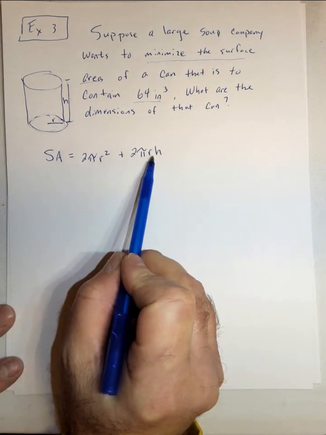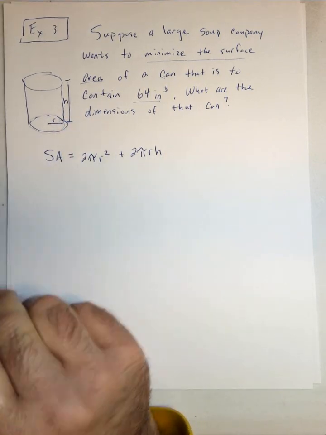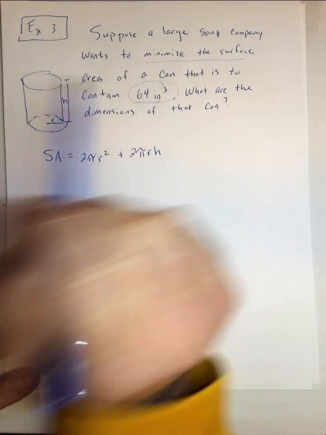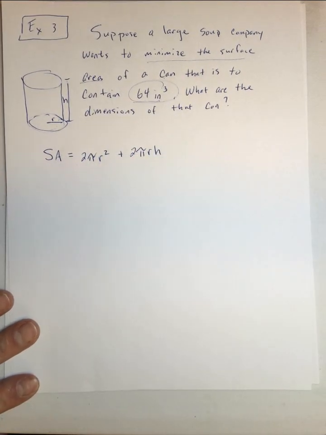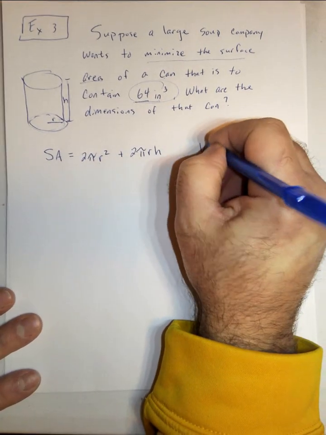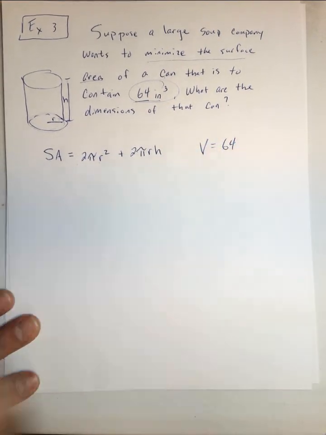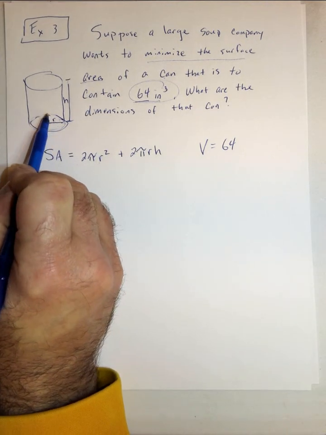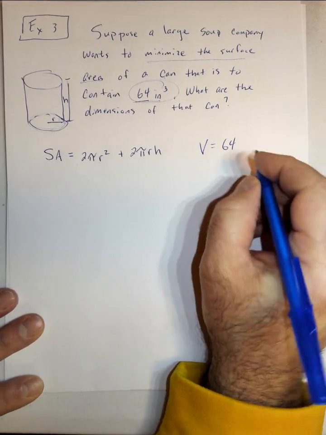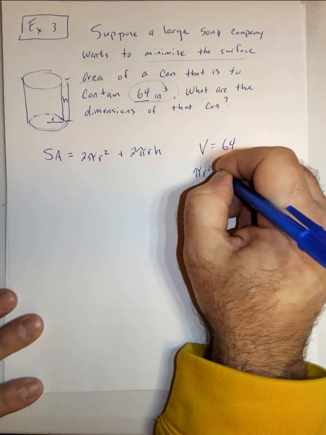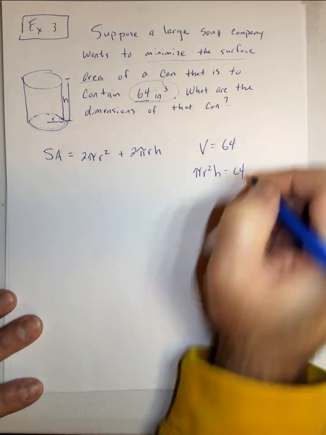And if you notice, we've got two variables here. We've got an r and an h. Those are my dimensions that I'm looking for. This is what the can has to contain. That's the volume. So this becomes your constraint. So the volume has to equal 64 cubic inches. And to find the volume of the cylinder, we are taking the area of the base and stacking it up h high. So the volume is pi r squared h has to equal 64.